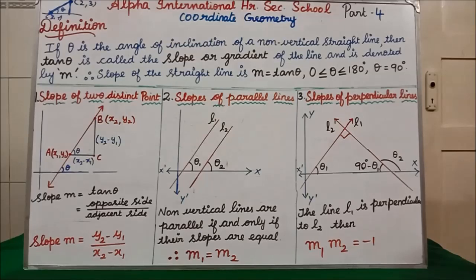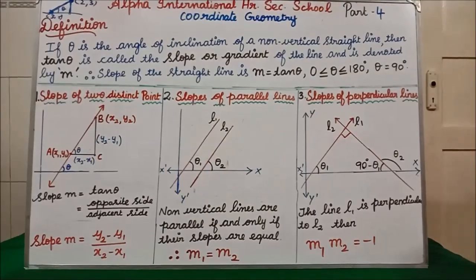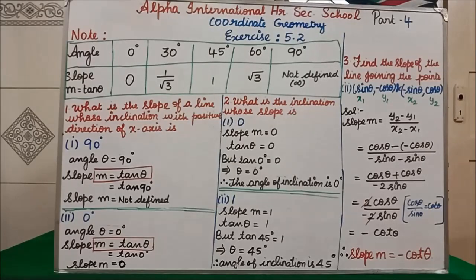You have to know, then only we can start the exercise. Now we will go for the exercise. Now we are in exercise 5.2. Before entering into 5.2, we have to know the tan theta values.